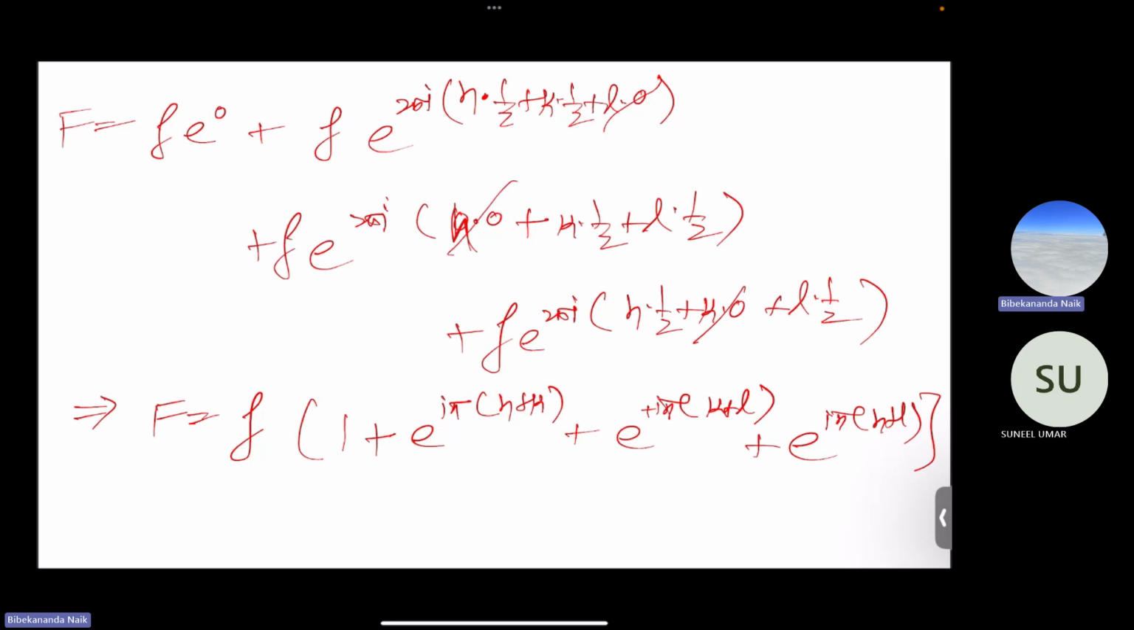Suppose we take all odd. Suppose one is even or one is odd, then what will happen? Suppose A is odd and B is even. Then their sum will be odd, is it not? Suppose H is even and K is even, then H plus K will be even. But if any one of them is odd, then H plus K will be odd.